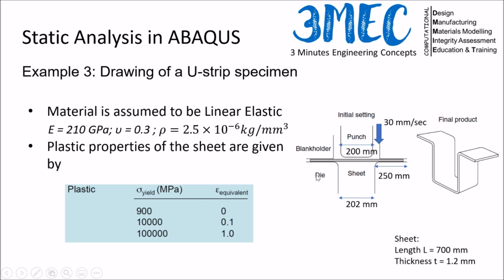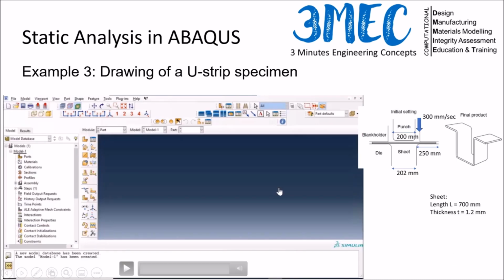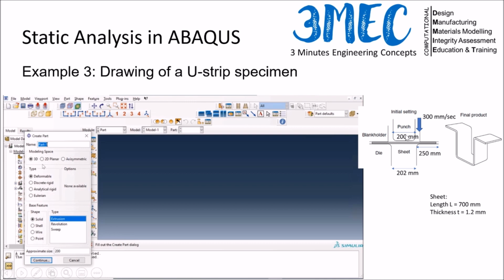In this case, I'm going to make this die and this punch rigid and this sheet elastic-plastic as given here. Okay, let's jump into this. I will first make the die, this line, and then I will make a fillet, and I will do the same on this side for this part. So I will make 1, 2, 3, and 4 parts one by one.